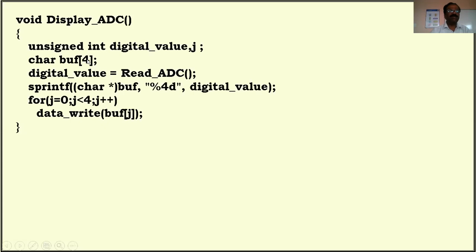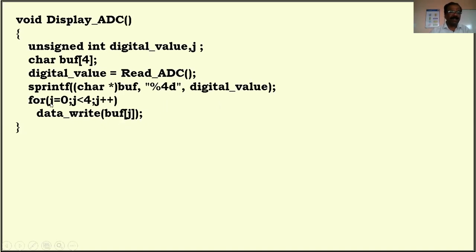Null means it won't display anything on the LCD screen. Therefore, if you have only one digit, it's going to display only one. If the value is 25, it displays only 25. If the value is 255, display 255. If the digital value is 1023, display only 1023. If a digit is not there, it remains blank.